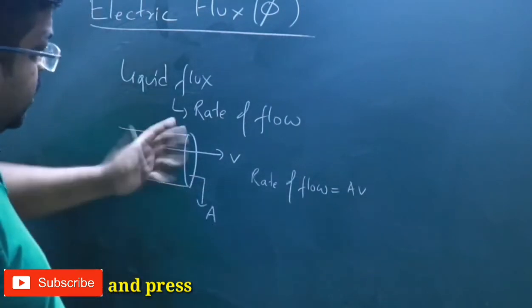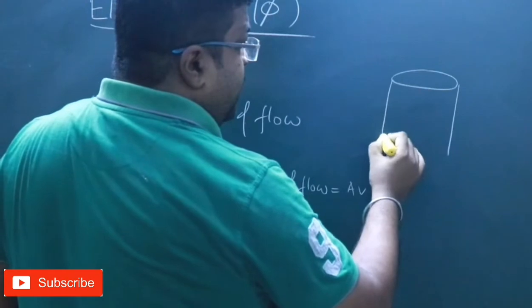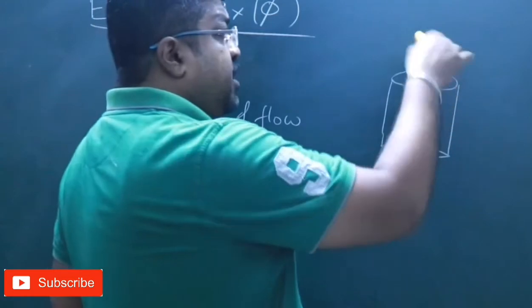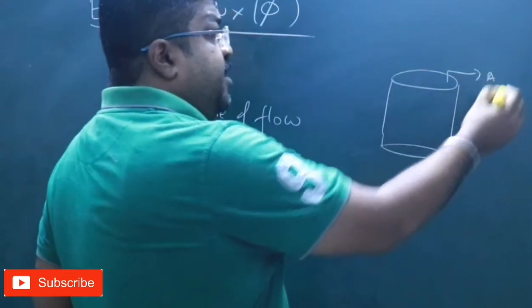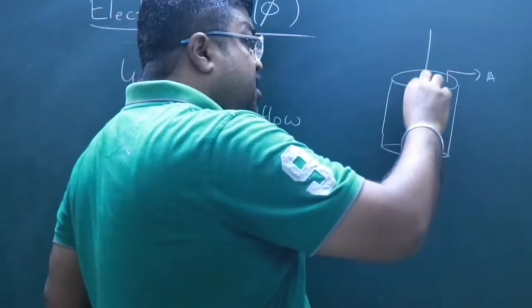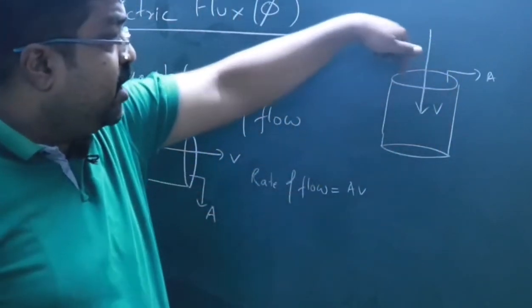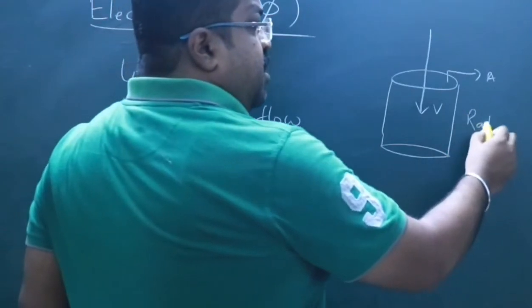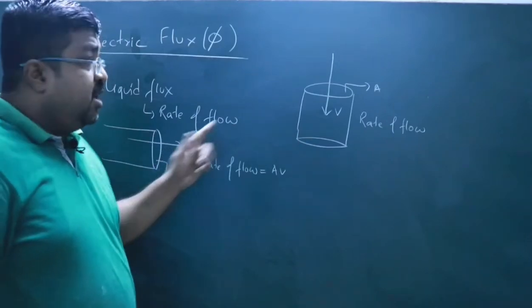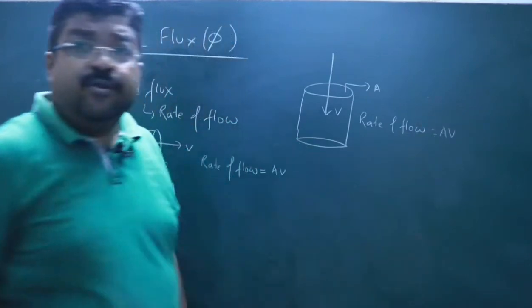Okay, now let us change this situation a bit. Now suppose we have a container. This container is open from the top and the area of cross section is A. Now liquid is falling in the vertical downward direction with velocity v through this opening. So again, what will be the rate of flow? As in the previous case it is the product of area and velocity, here also it will be A into V.